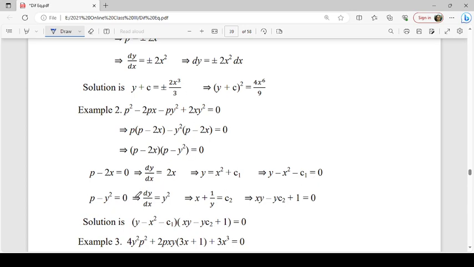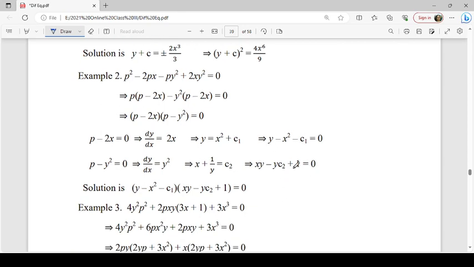For this part, p = y², or dy/dx = y², its solution is dy/y² = dx. It is variable separated. It is x + 1/y = c2. Then the solution is the product of these two. So this into this: (y - x² - c1) is the first solution, and (xy - y c2 + 1) is the second solution, and we take the product, and this is the solution of this equation.